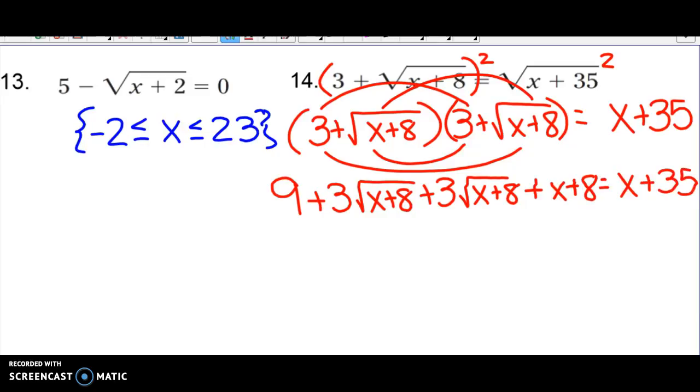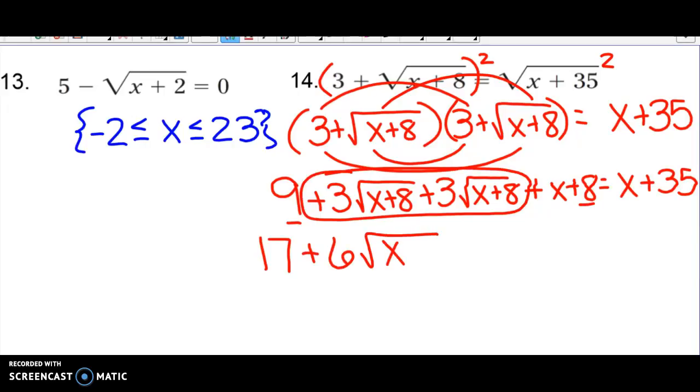So I'm going to go and combine some like terms. I've got a 9 and an 8 here that can go together, so we'll call that 17. I've got these two guys can go together, so we'll call that 6 square root of x plus 8 plus x is equal to x plus 35.